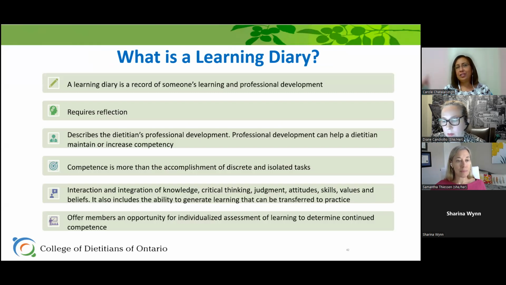So if you think about it, the learning diary really is a record of someone's professional development and their learning. And there's a lot of research that backs up this form of assessment. So learning diaries require reflection over time. It captures the quality and quantity of your work, describing your professional development as a dietitian. And as discussed earlier, we know that professional development can help dietitians maintain their competence and increase their competency levels. We know that competence is more than just the accomplishment of discrete and isolated tasks. Instead, it involves the interaction and the integration of knowledge, critical thinking, judgment, attitudes, skills, values, your beliefs. It also includes your ability to generate learning that can be transferred to practice.